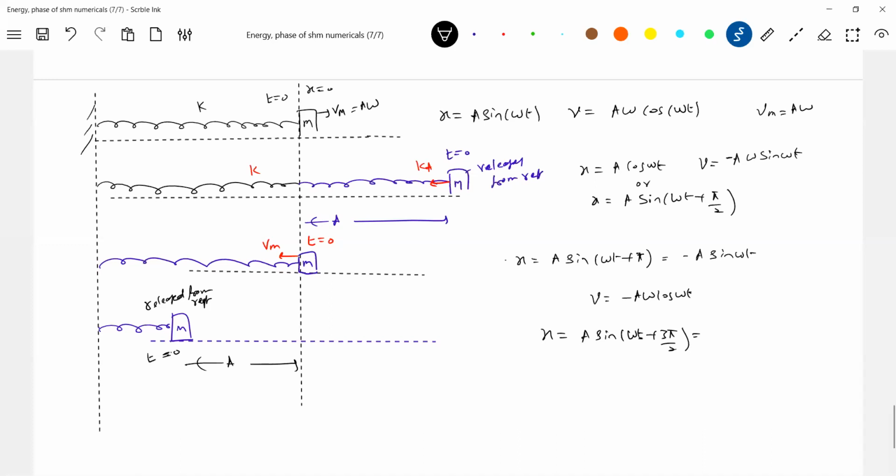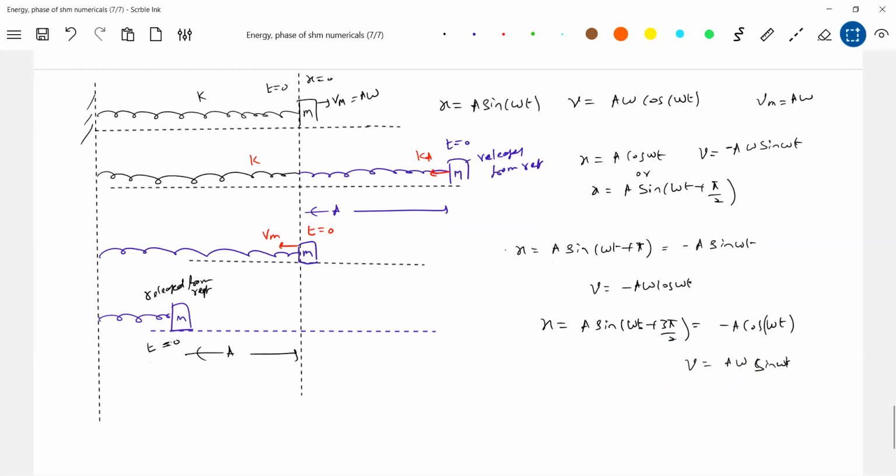In terms of cos, sorry, in terms of cos. Minus a cos omega t. Okay, I think this will be... Okay, integrate this, you'll get the velocity. V equal to a omega sine omega t. This is the expression for velocity.